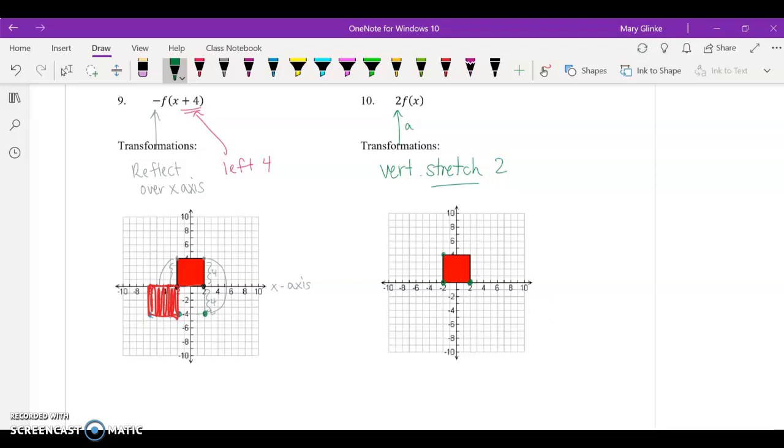This point up here was at 4. It's going to double its height to be up at 8. Same thing with this one here. We're doubling our height to get up at 8. And so my new shape here, I'm going to do this one in green so we can see it. It is this rectangle now. The square got stretched out twice as tall to make it into that rectangle.